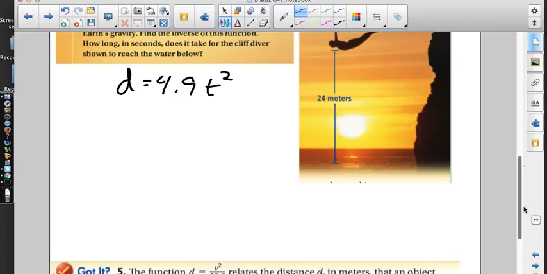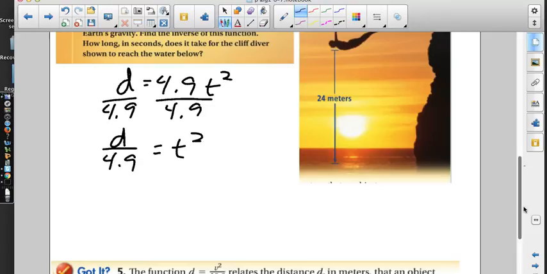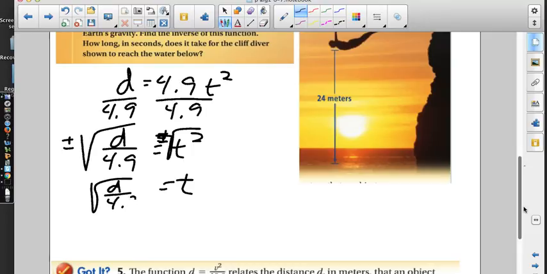Yeah, let's get this out there first. Then we would square root. Now we put our thinking cap on. Can time be negative? No. So now we can leave that negative piece off of there.